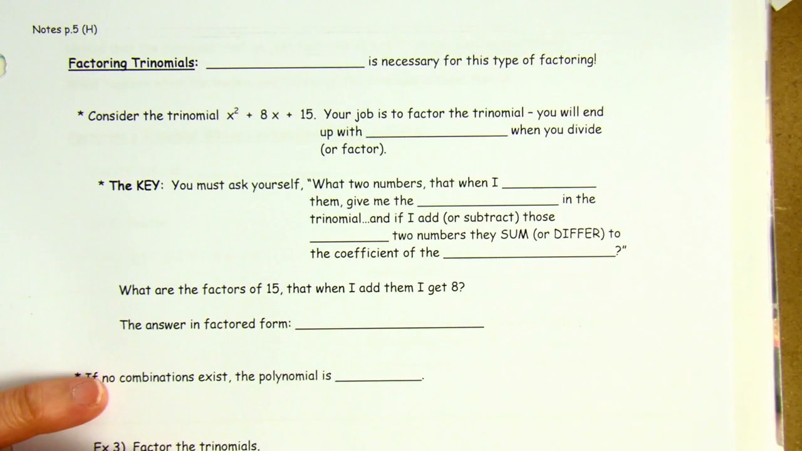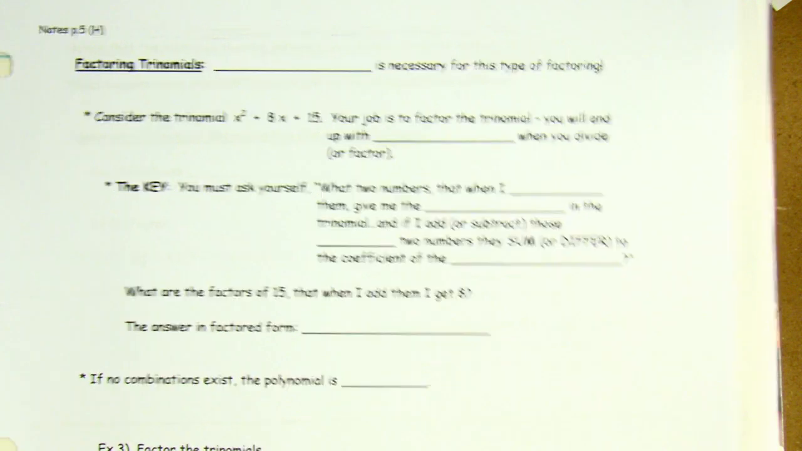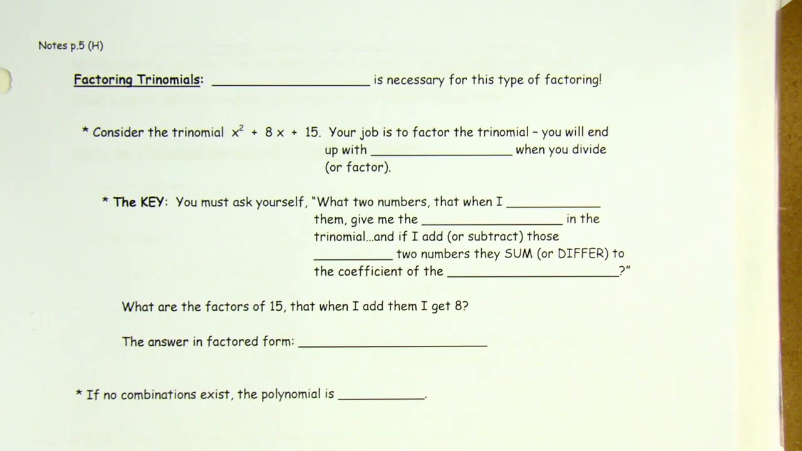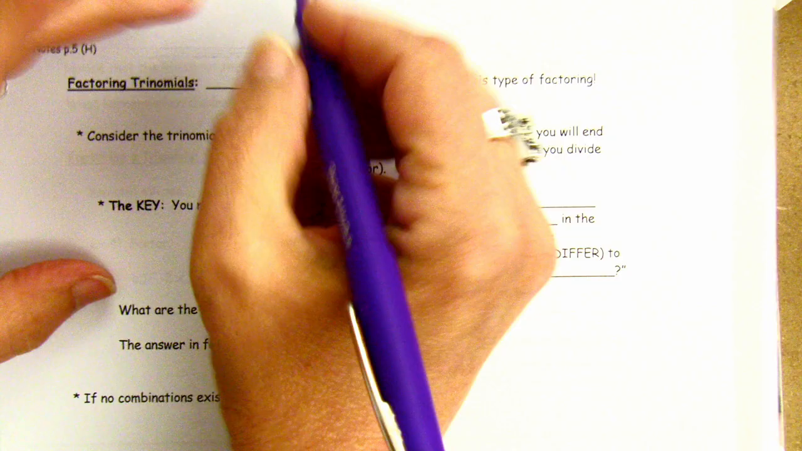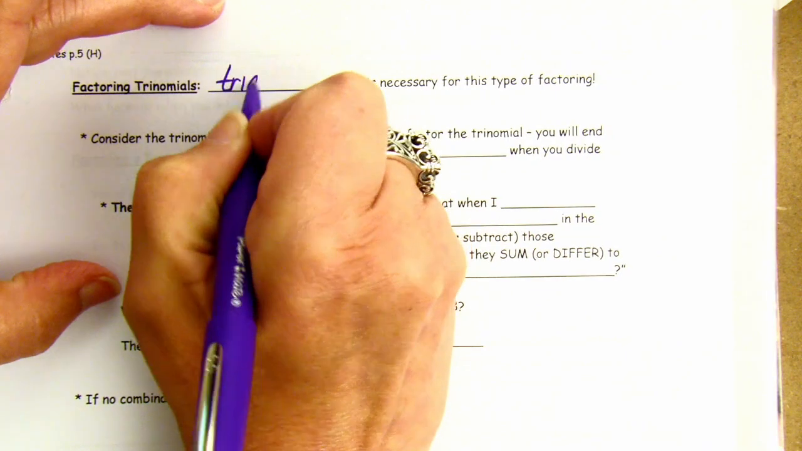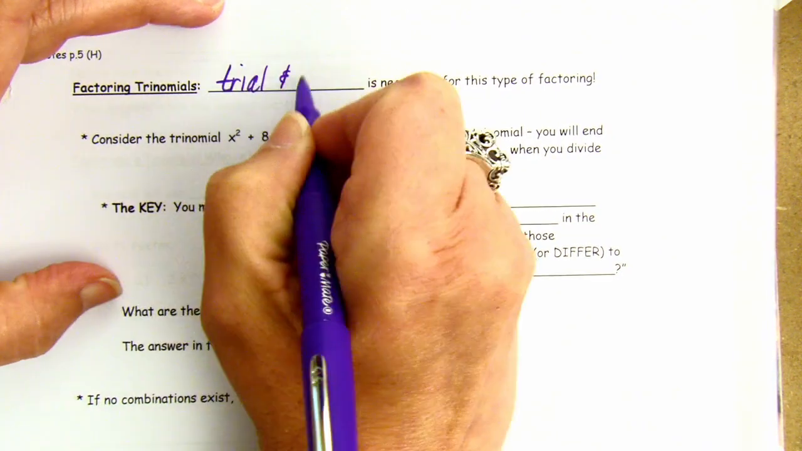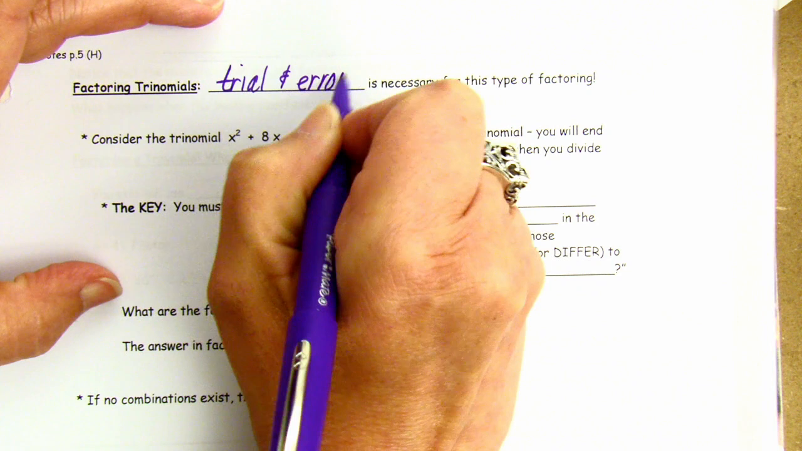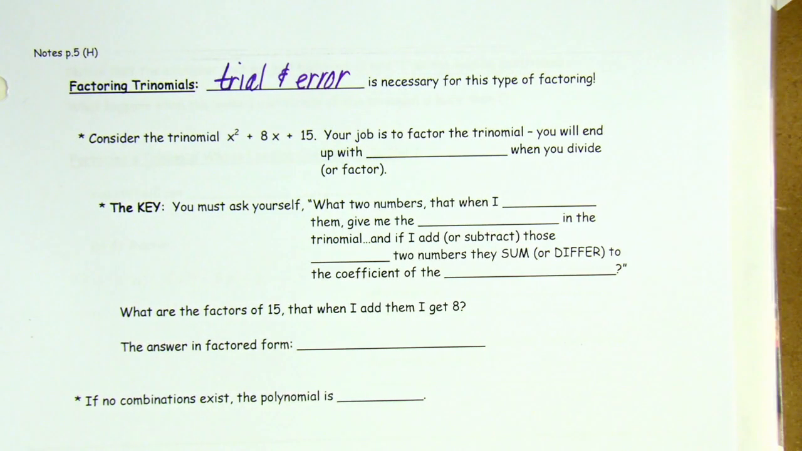Okay, now notice we had 4 or more terms was grouping, and we had GCF. That's all we had so far. Now, when you have trinomials, and this should be a review, you're going to use trial and error. Trial and error is necessary for this type of factoring.